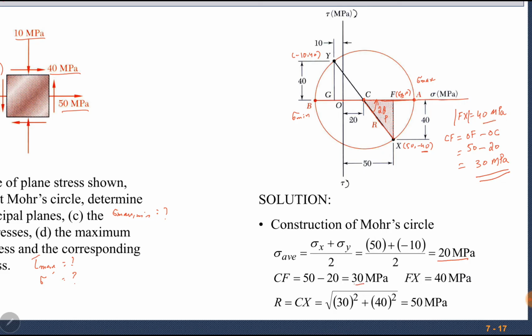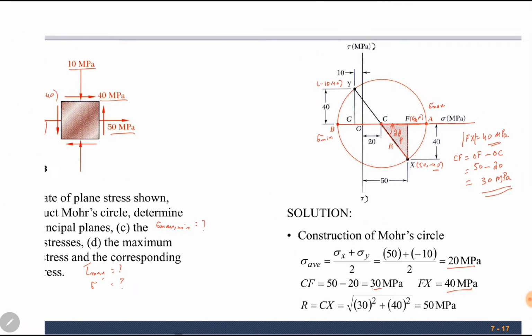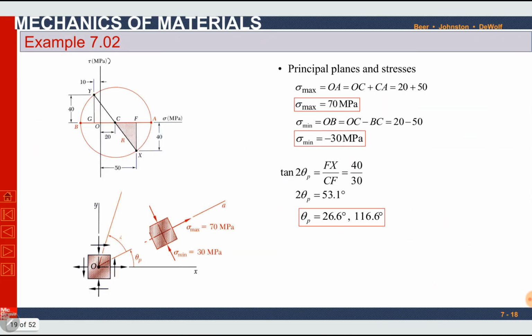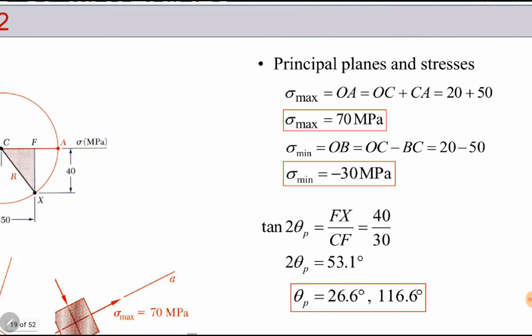Fx is also calculated already, it is 40 megapascals. So we can find Cx using Pythagoras theorem in this triangle, which is equal to radius: square root of 30 square plus 40 square, it is 50 megapascal. So radius is known now. If radius is known, we can move forward and calculate principal stresses and principal plane.